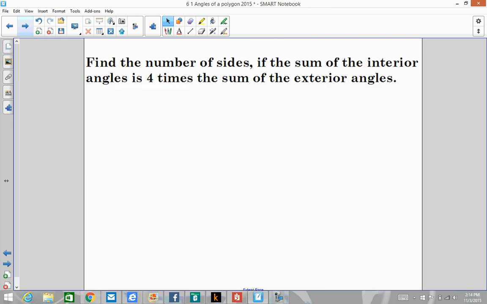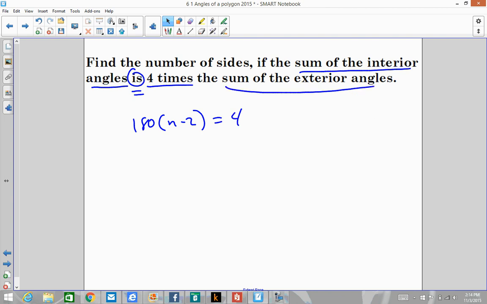All right. Find the number of sides if the sum of the interior angles is 4 times the sum of the exterior angles. So, the sum of the interior angles, isn't that a formula? That is 180 times n minus 2. The word is means equals. 4 times means to multiply. What's the sum of the exterior angles? Well, that was a number, remember? 360. Now, you finish solving this problem and tell me how many sides that figure had.